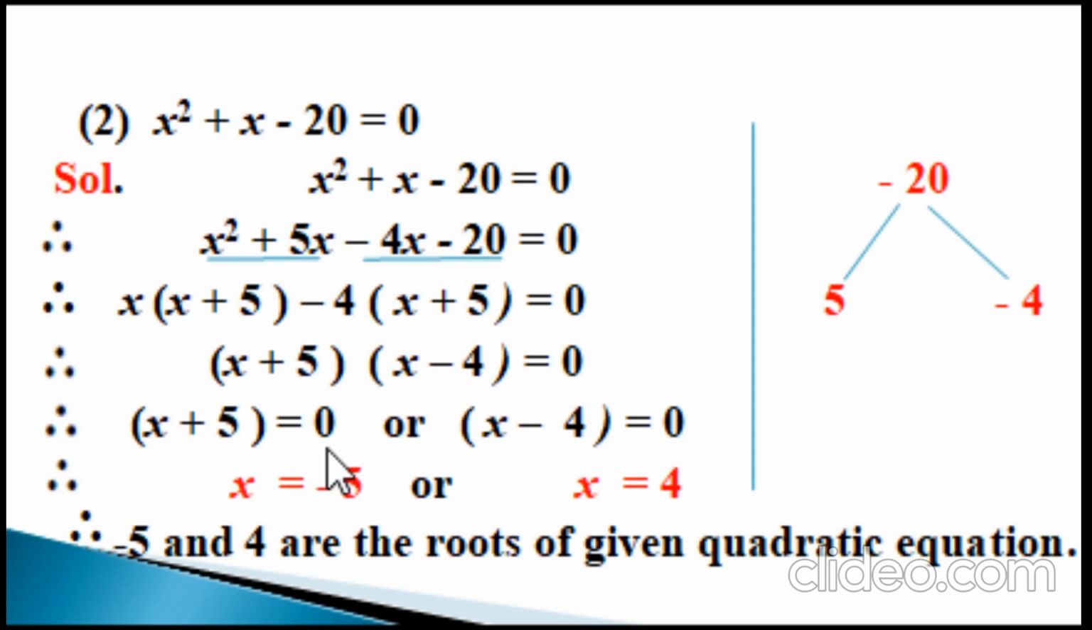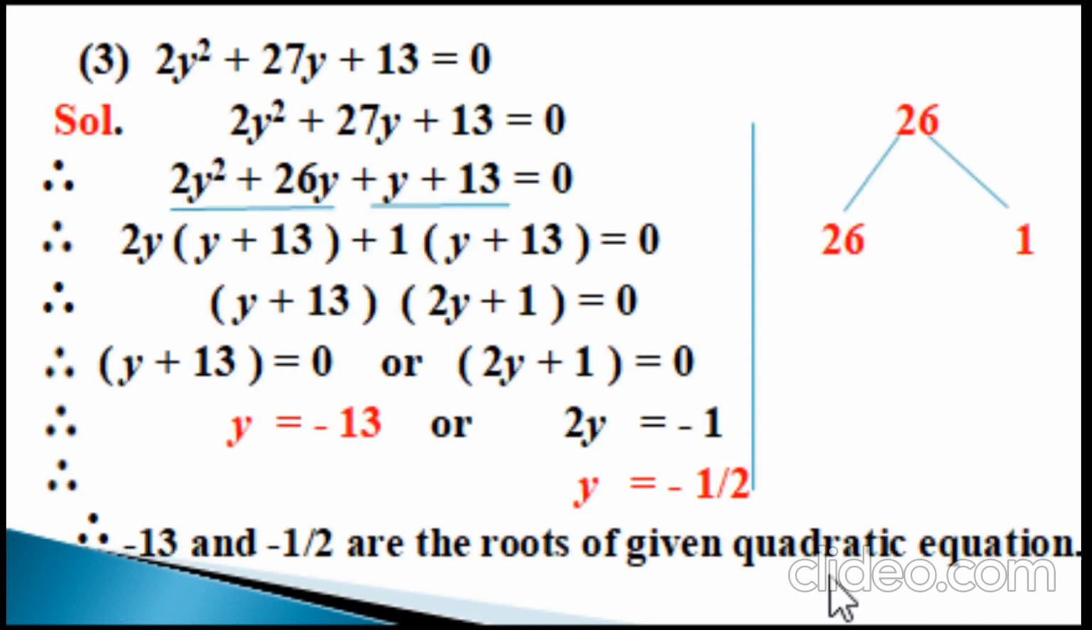x plus 5 is equal to 0 or x minus 4 is equal to 0. So x is equal to minus 5 or x is equal to 4. Therefore minus 5 and 4 are the roots of the given quadratic equation.